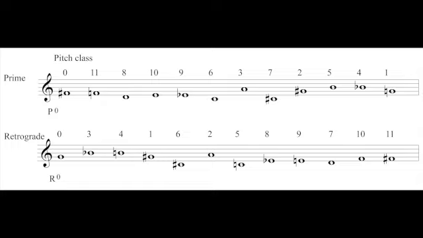Next, retrograde is a melodic line in a reverse order from prime. The last pitch of the prime will become the first pitch of the retrograde. So if you read the music from right to left in the prime, that's the exact same order of retrograde.